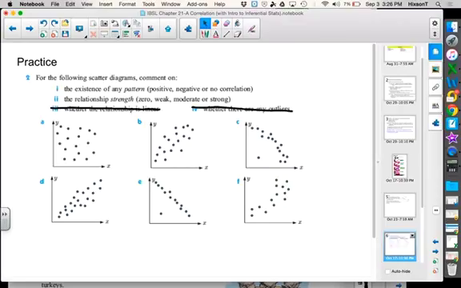All right, so let's do A. William, how would you describe A? I said no correlation, and then 0. Okay, no correlation, 0, or really, really weak. Okay, that's the technical term, really, really weak.